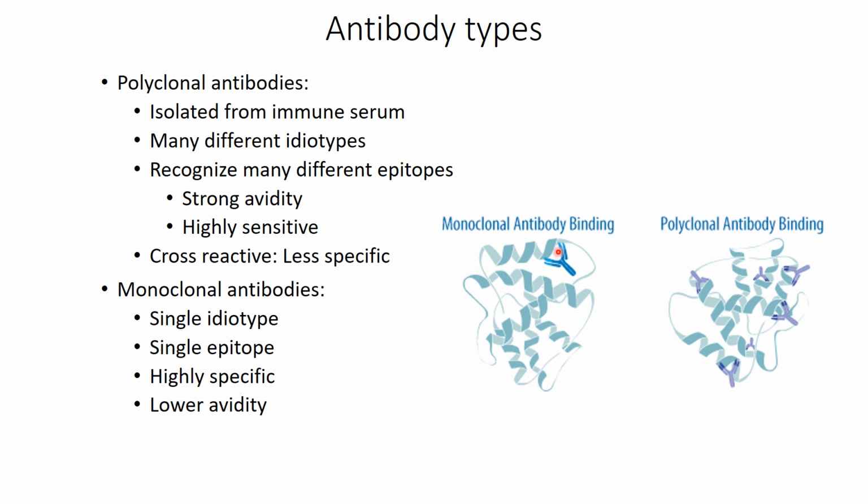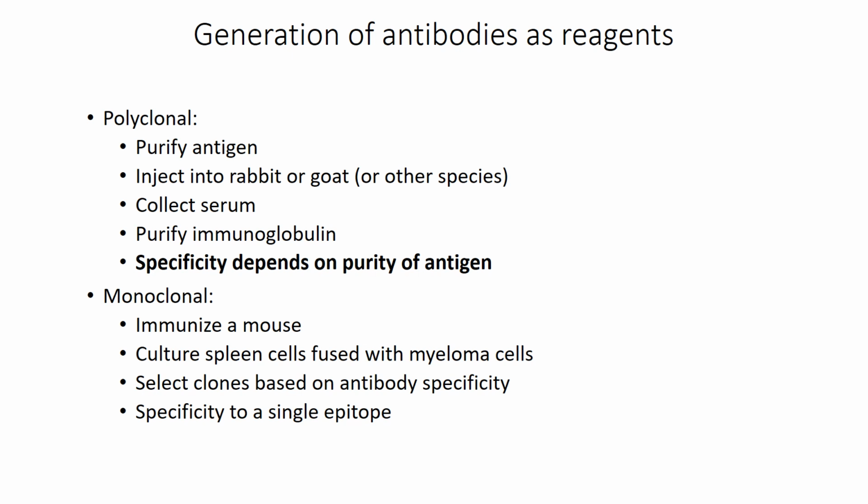Okay. So this is an example. Here is a monoclonal antibody. It is binding to one particular position, while these polyclonal antibodies are binding at multiple places. So monoclonal antibodies are primarily used for diagnostic tests because of their being highly specific to a particular epitope.